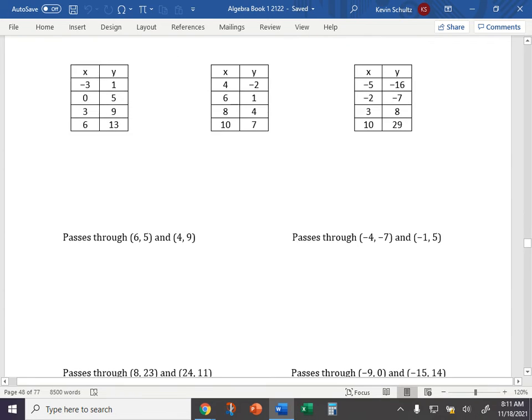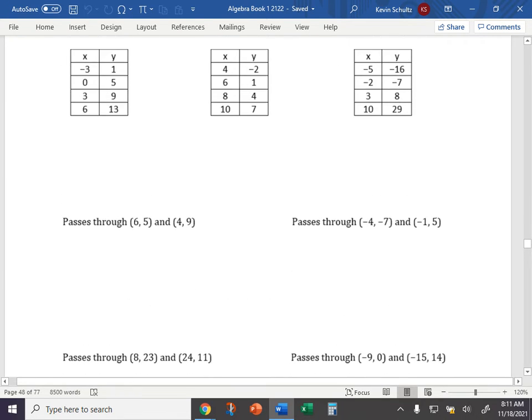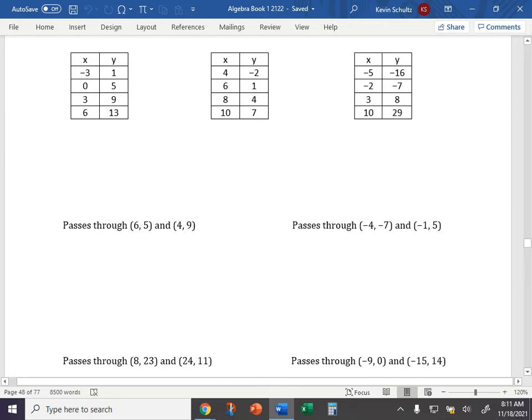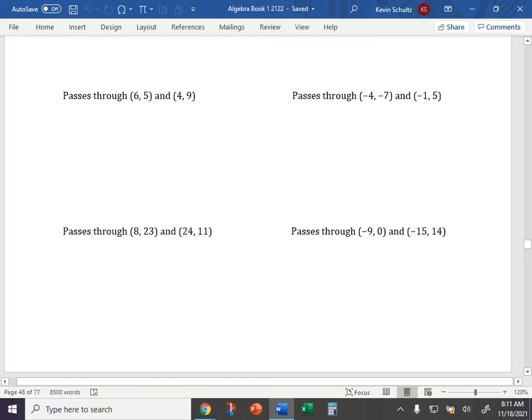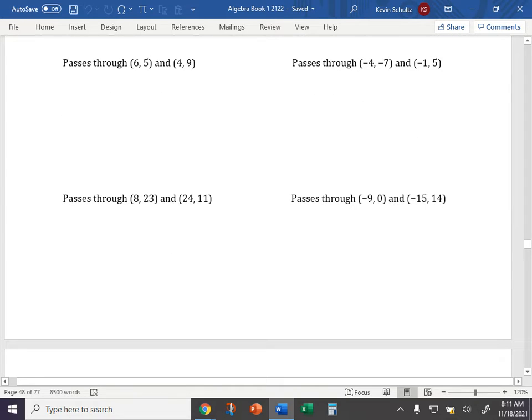And then I go from giving you the slope directly to just giving you a table and saying write the equation of that line in slope-intercept form. And then I go from a table to saying here are 2 points that are on the line, write the equation of the line in slope-intercept form.